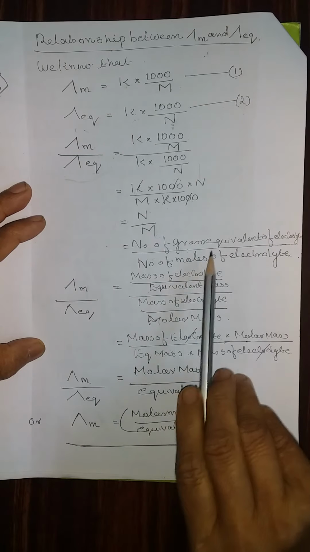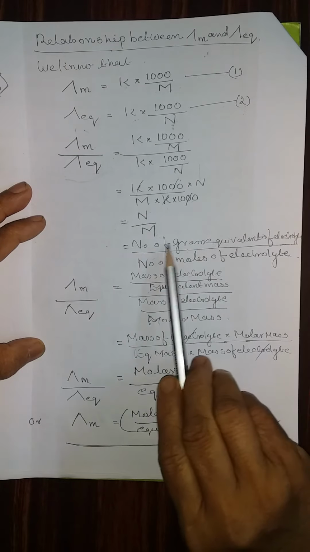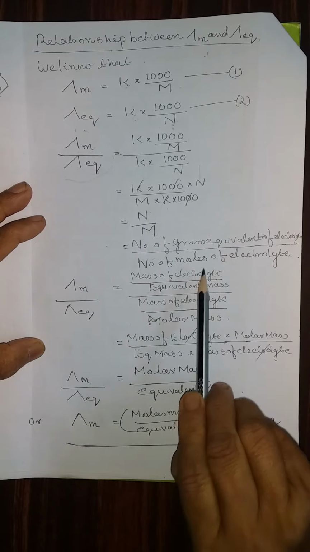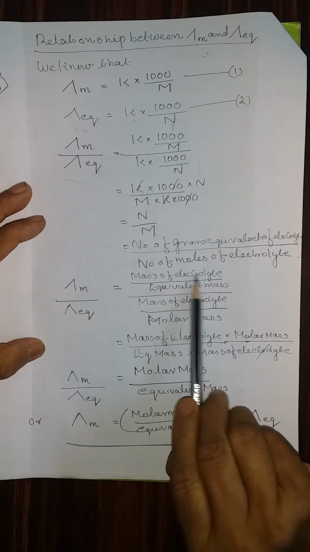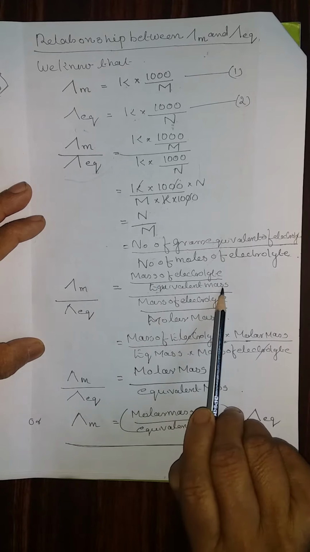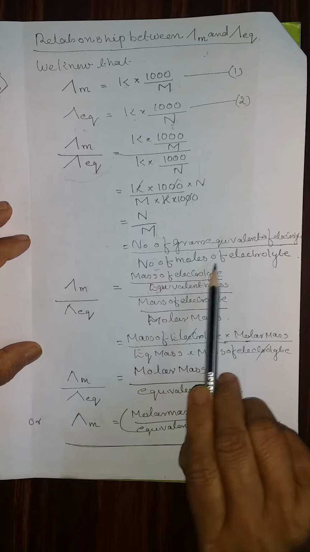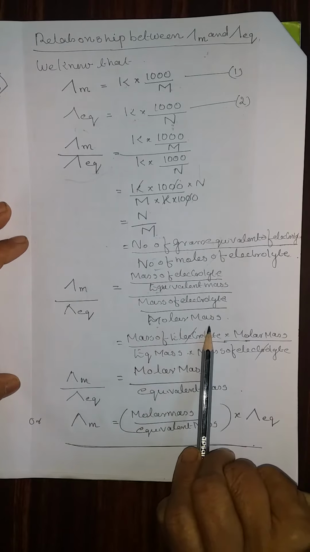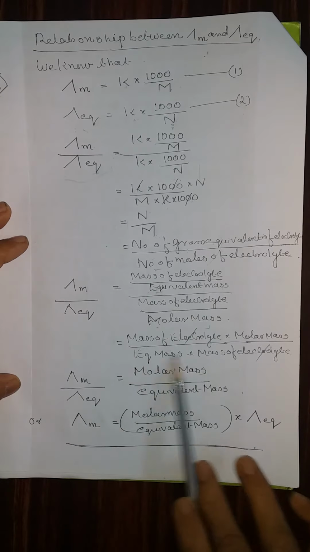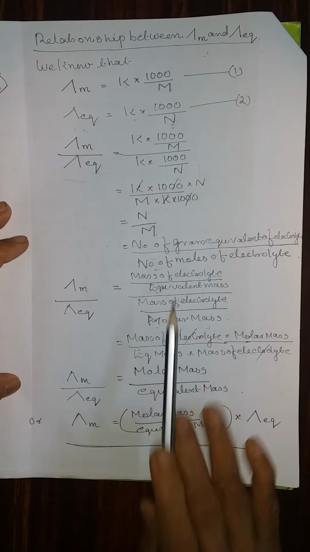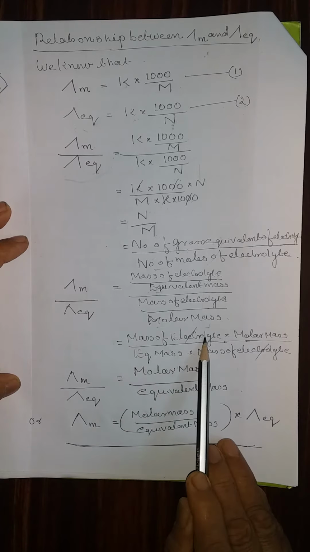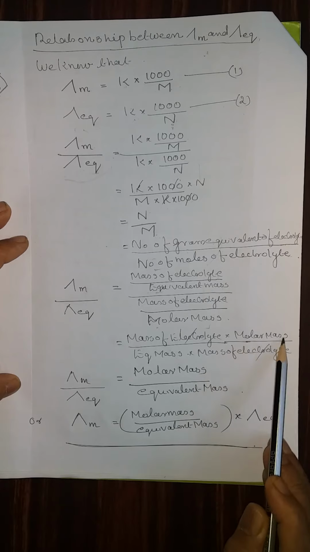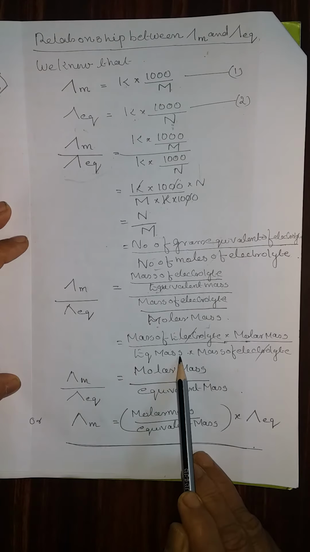Now this can be simplified again. You know how to calculate the number of gram equivalents and the number of moles. The number of gram equivalents is the mass of the electrolyte divided by the equivalent mass, whereas the number of moles is the mass of the electrolyte divided by the molar mass. On substituting, cancel the common term, which is the mass of the electrolyte. When you cancel the mass of the electrolyte, you are left with molar mass divided by equivalent mass.